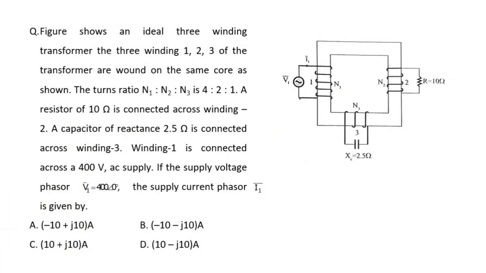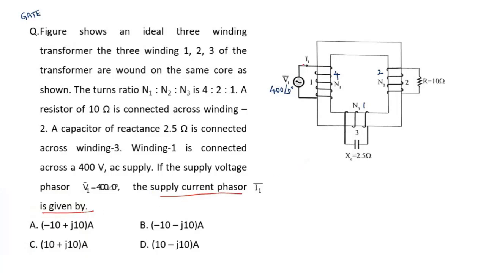If you look at the question, this is asked in previous GATE examination. He has given a 3-winding transformer, and 3-winding transformer turns ratios are given as 4:2:1. And at winding 1, he has connected 400 volts at an angle 0 volts supply. And at winding 2, he has given 10 ohms resistance. At winding 3, he has given 2.5 ohms capacitive reactance. Now he's asking the supply current phasor is given by.